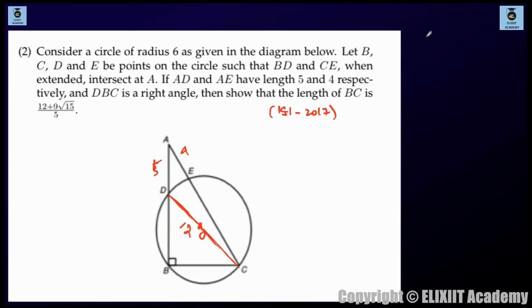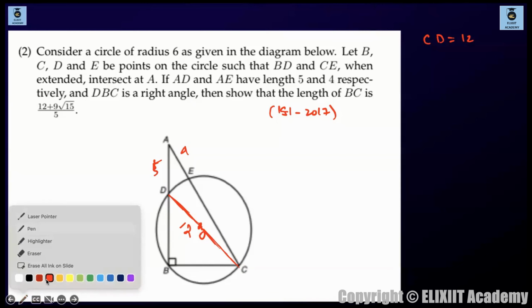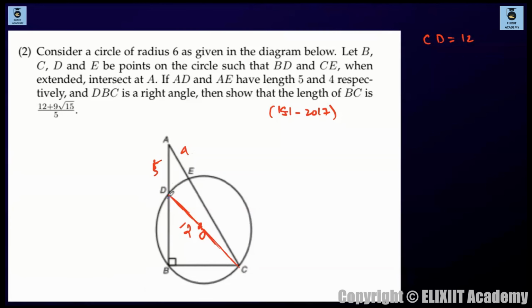Let me write it down also, one by one. CD is 12 units. Acha, what else can we generate from here? Can you see that if I join DE, a bit of construction which we have to do just by basic visualization.